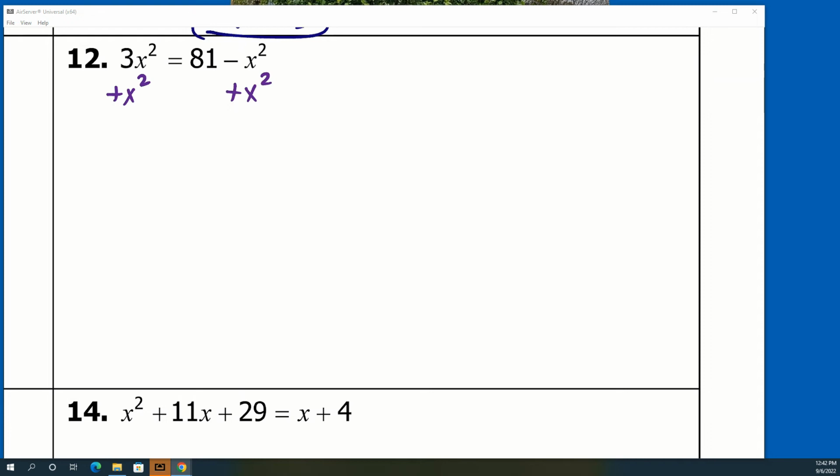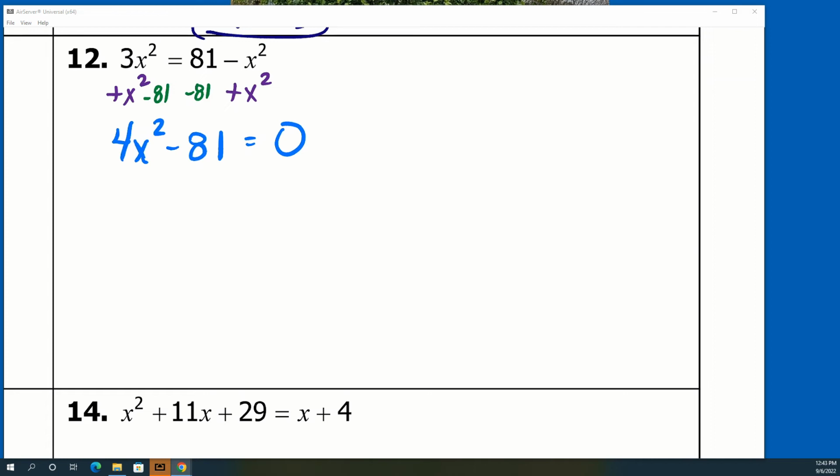And then the 81, I'm going to subtract it because it's positive. And then when I subtract it from the other side, there isn't a like term, so I'm just going to write it over to the side. So 3x squared plus 1x squared is going to be 4x squared. And then the 81 is subtracted just from nothing. And that should equal 0.